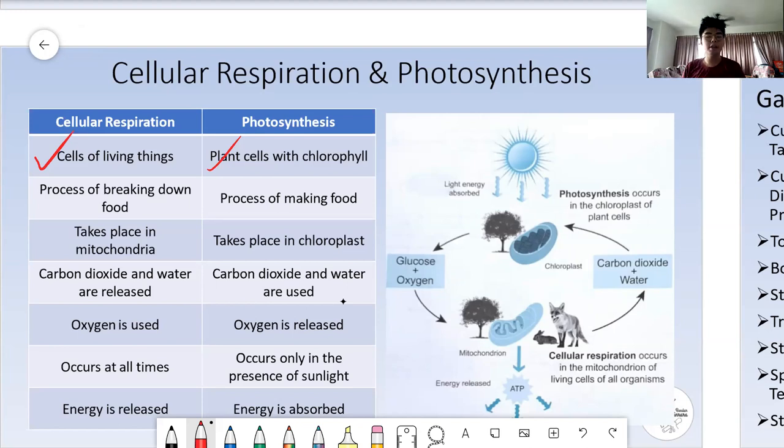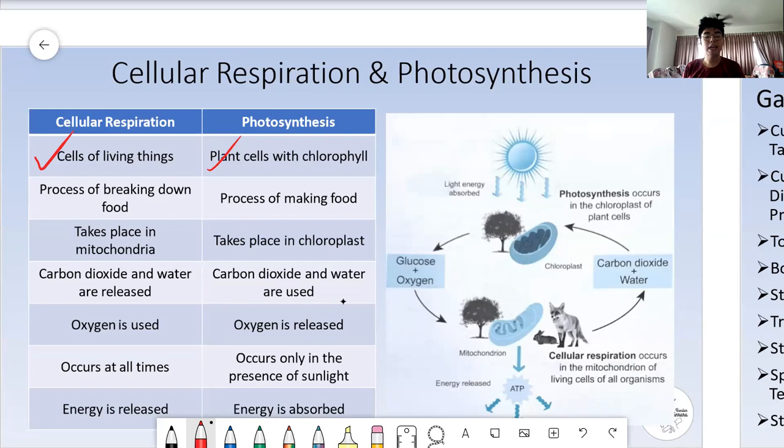In cellular respiration, we breathe in oxygen, so oxygen is used. In photosynthesis, oxygen is released because it is the byproduct of photosynthesis. They don't need the oxygen. Release oxygen for humans. Respiration occurs at all times. Whether you are jogging, walking, sleeping, tak kisah, respiration will happen. Photosynthesis only occurs in the presence of sunlight. Only when there is sunlight will photosynthesis happen.